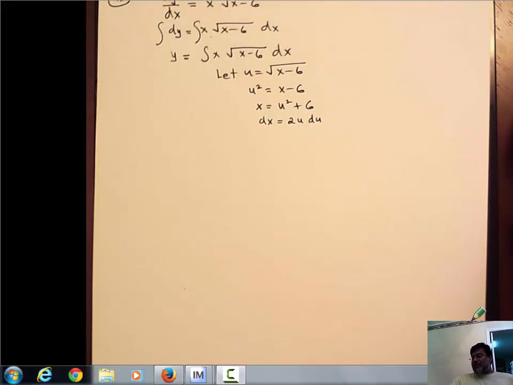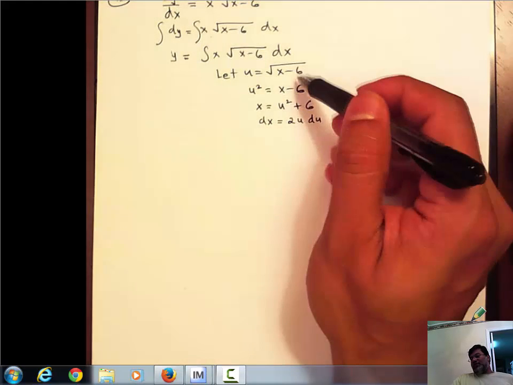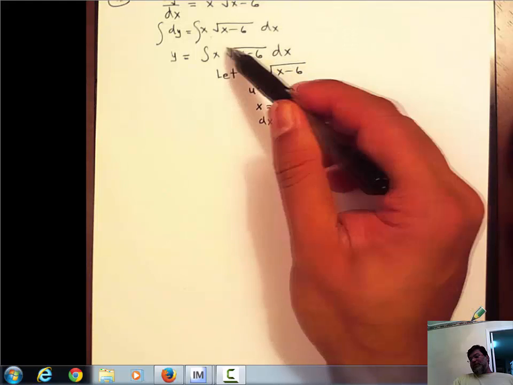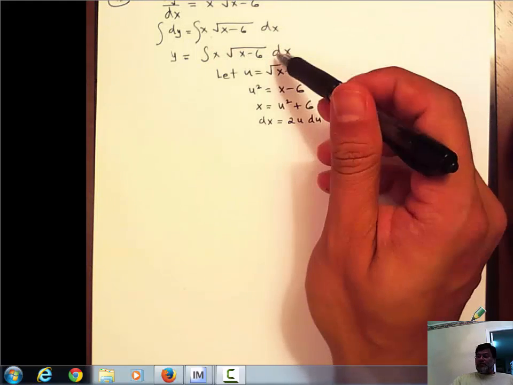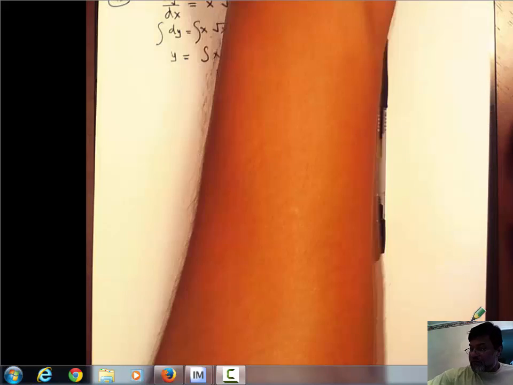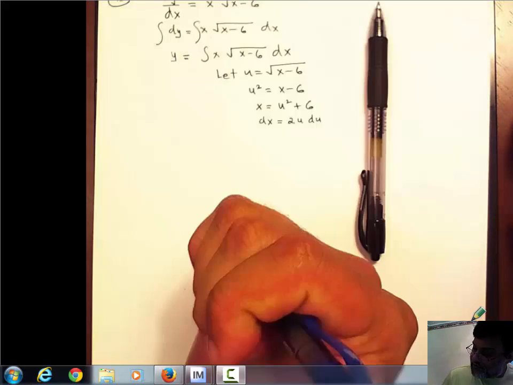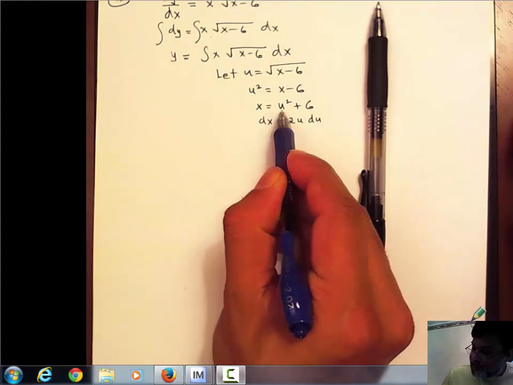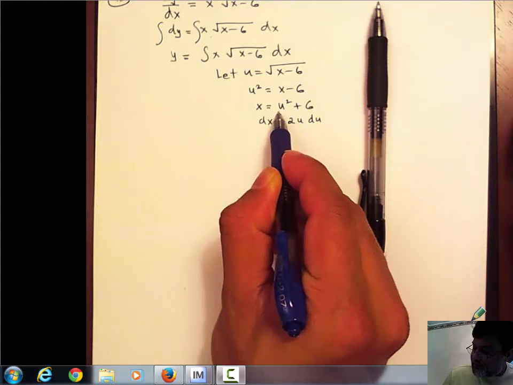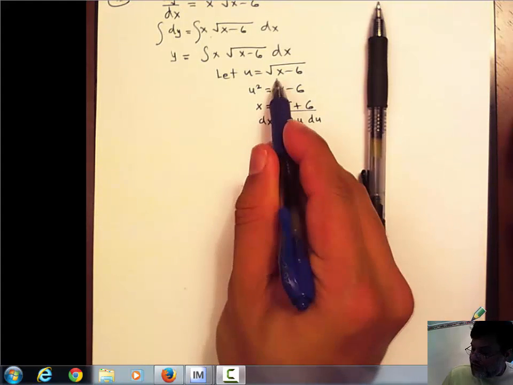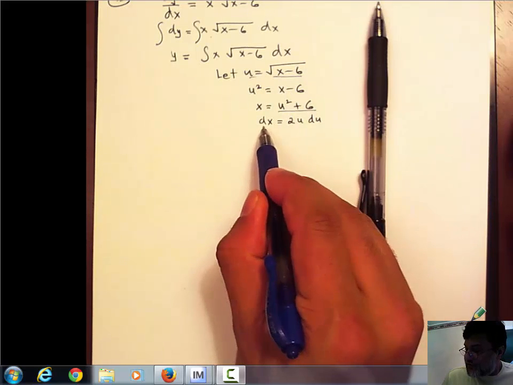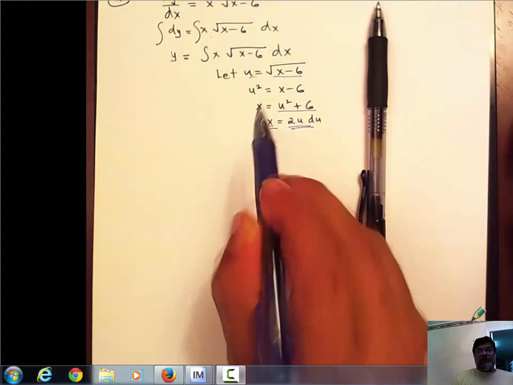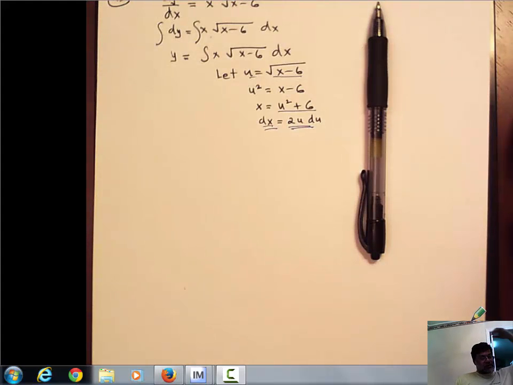This is one of those cases of u substitution where you just have to make everything in terms of u. So what we did here is made x in terms of u, made that u, and also found dx in terms of du. Then we just plug it all in and integrate.